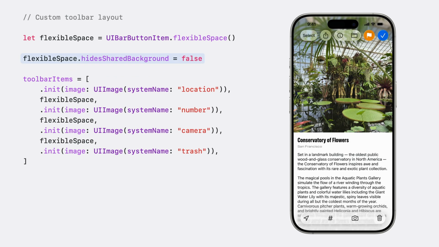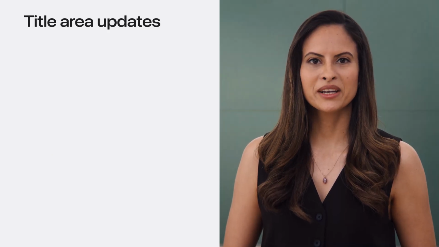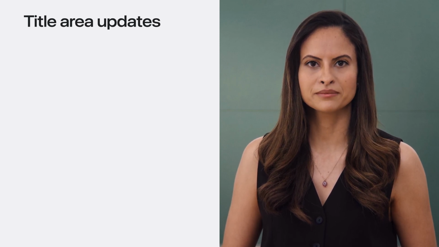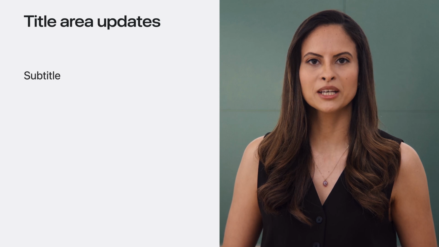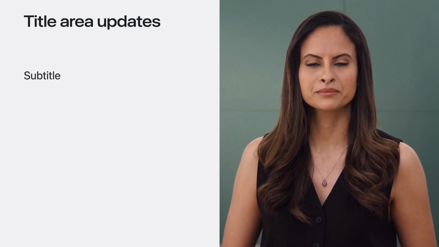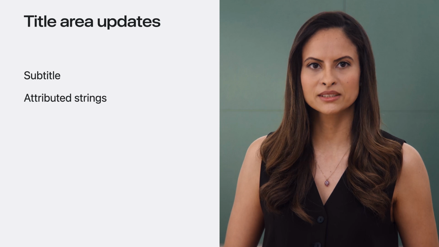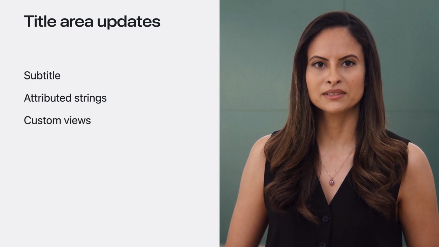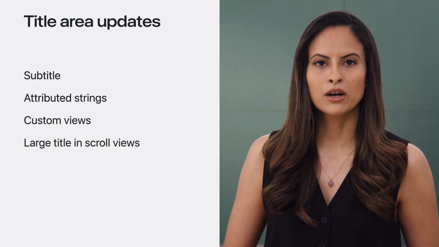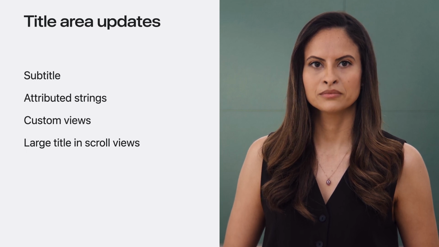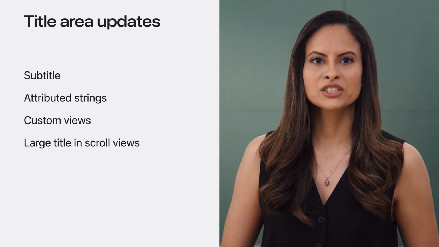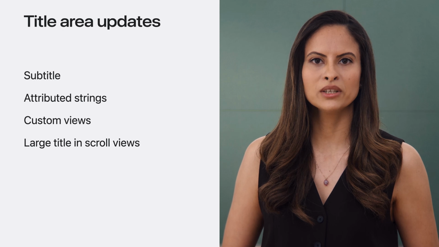In iOS 26, UI navigation item provides more control over the title and large title areas in the navigation bar. This includes the addition of a new subtitle that is rendered below the title. Use attributed strings for fine-grained adjustments to both the title and subtitle. Specify custom views to add interactive elements. Large titles are now placed at the top of the content scroll view and scroll with the content underneath the bar. To keep the large title visible, extend the scroll view fully under the navigation bar.